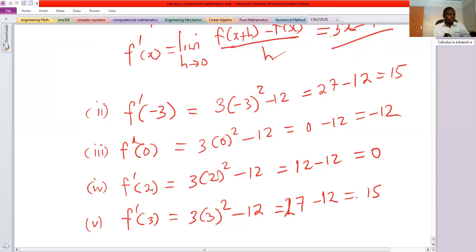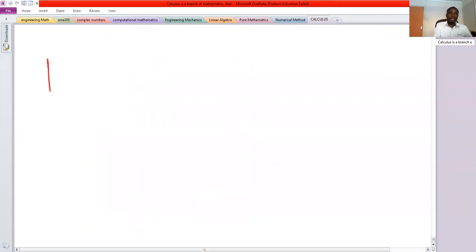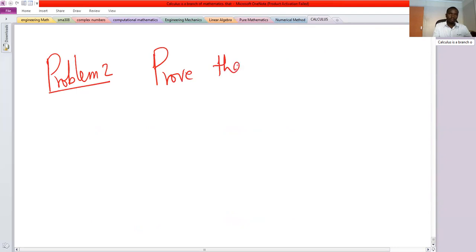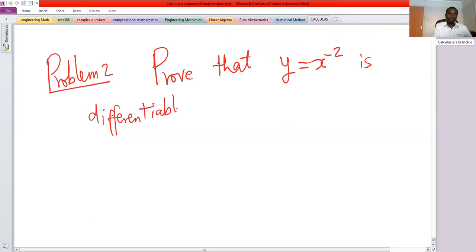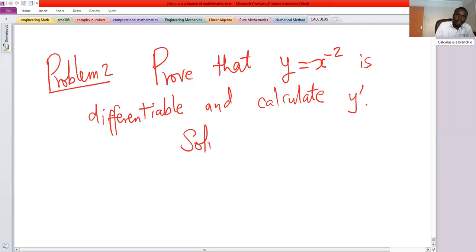So that's how we solve that problem. And then the second problem of the same kind, problem 2: prove that y given by x raised to power minus 2 is differentiable and calculate y prime.